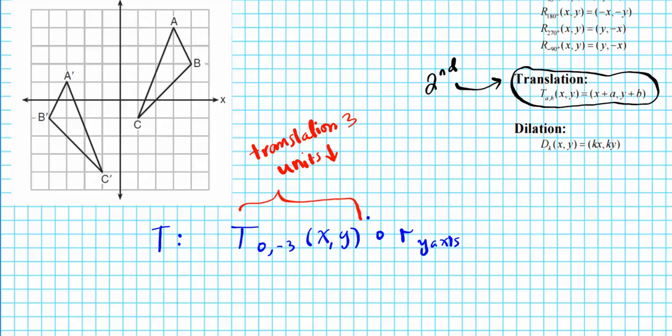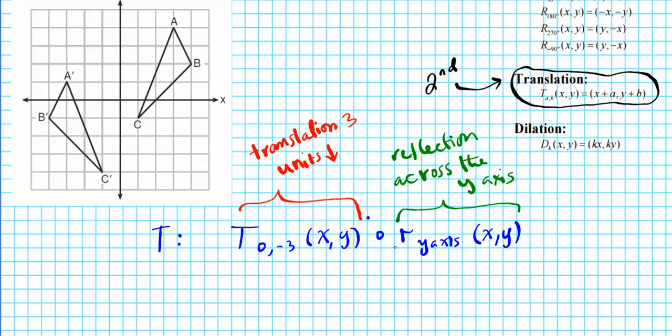And then this one right here, I'll put my coordinates of x, y, is, this is the first transformation actually. This is a reflection across the y-axis.